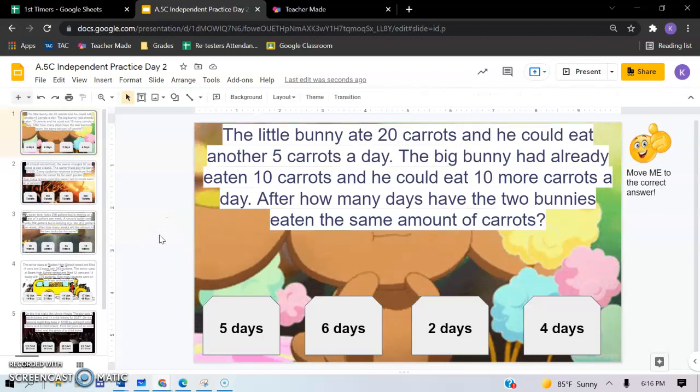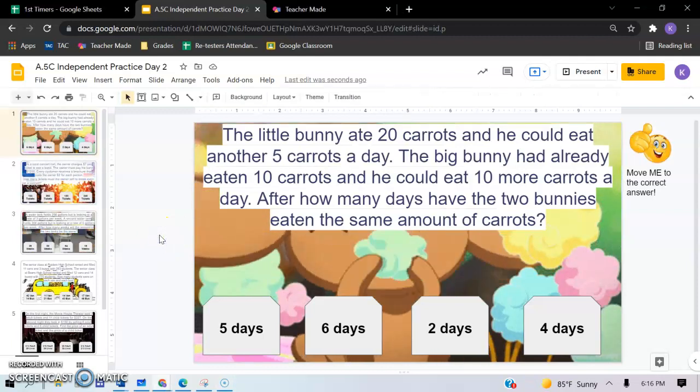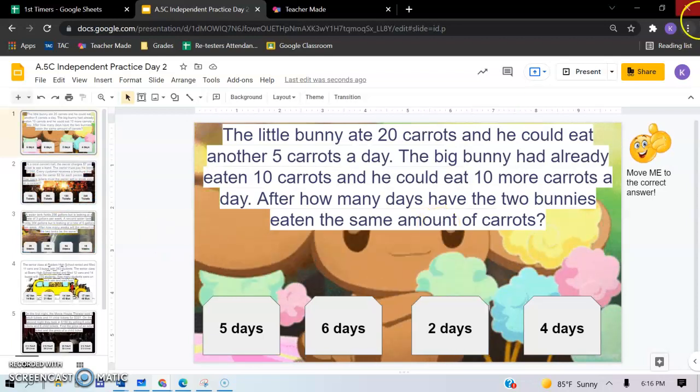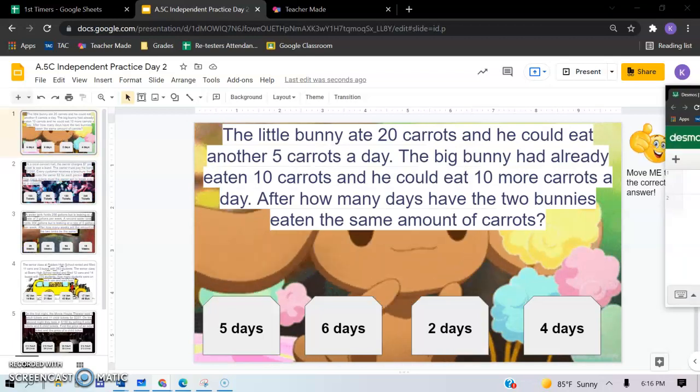Okay, so in this independent practice, you're going to be working on these and solving them on your own. There's 6 problems. I'm going to help you with this first one, and that way you'll be in charge of the other 5 on your own.